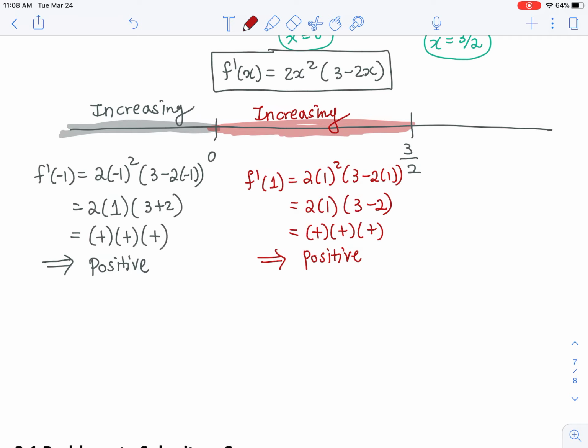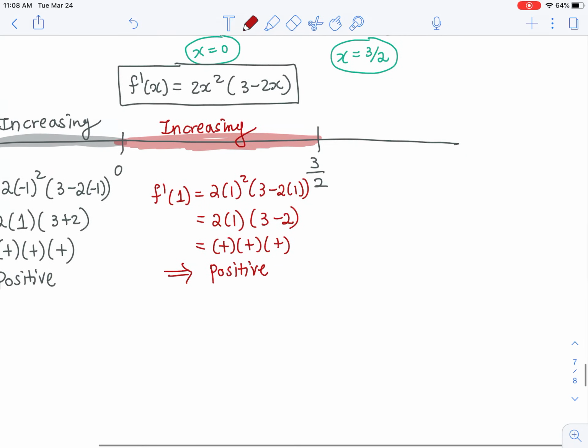Well, 0 is a critical value, but it's not going to be a relative maximum or minimum because the behavior to the left and right is still the same. The sign of the derivative to the left of 0 and the right is the same. All right, let's check the last interval.